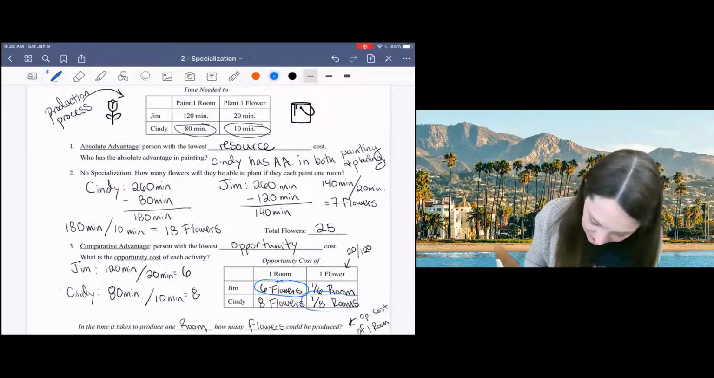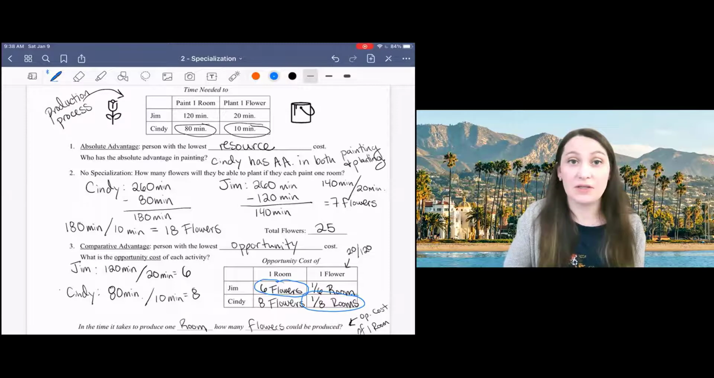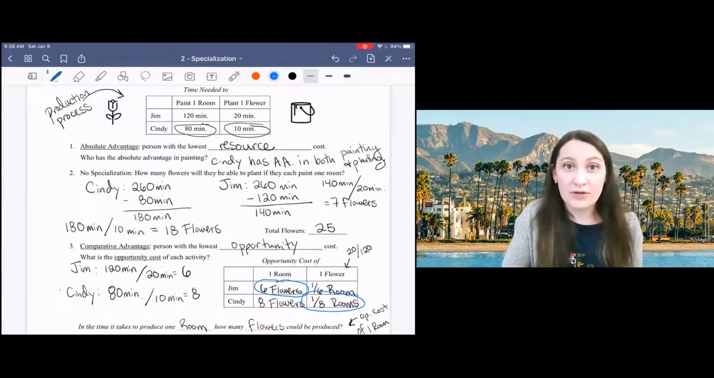Cindy, on the other hand, has a comparative advantage in producing flowers. This contrasts with absolute advantage, where Cindy had the absolute advantage in the production of both goods. So we can see that even though Cindy is better at producing both painted rooms and flowers, Jim has a comparative advantage in painting rooms.